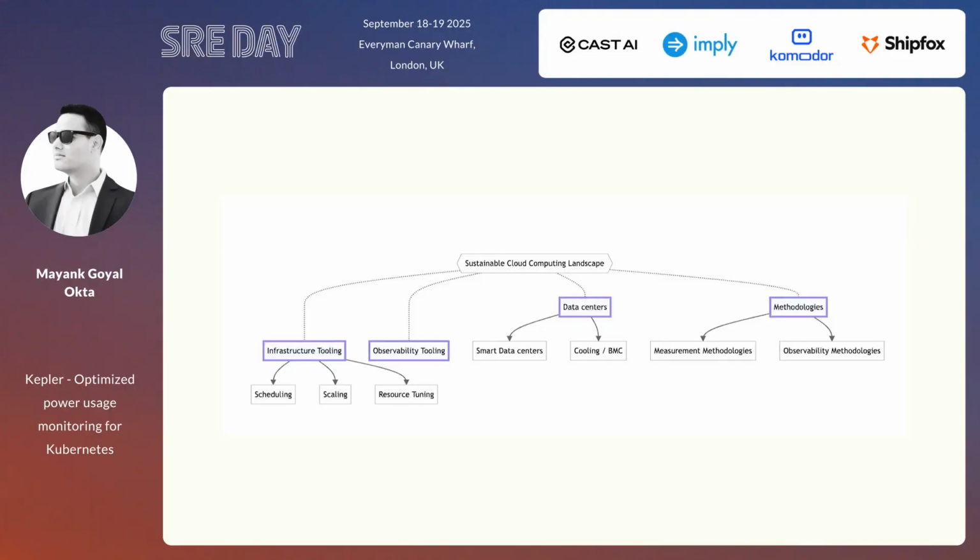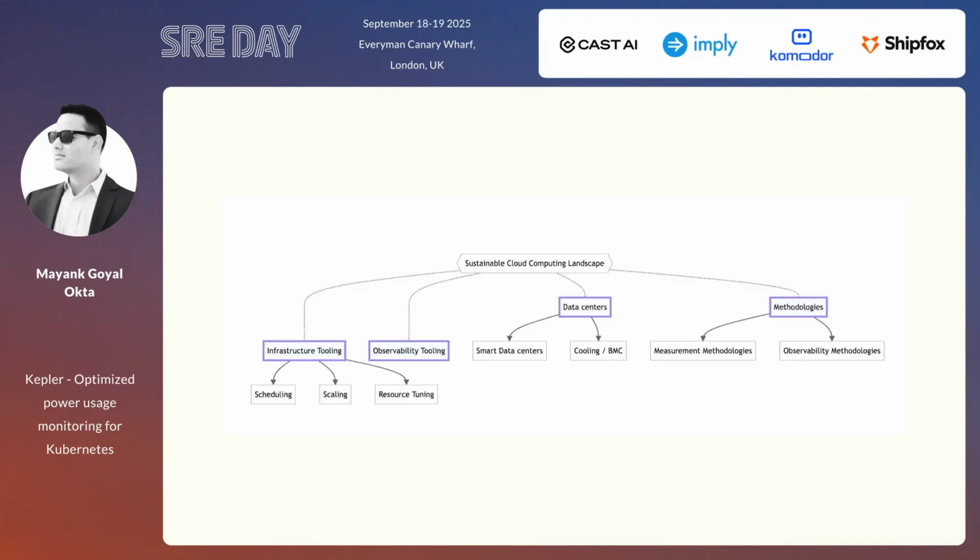So sustainable cloud computing has a landscape. This is how they are trying to reduce the carbon footprint of the data centers or your applications. These are the efforts going on for sustainability. The first pillar we have is infrastructure tooling. They want to work on scheduling, scaling, and resource tuning. Then we have the observability tooling, and then we have the data centers, like smart data centers, cooling, and BMC.